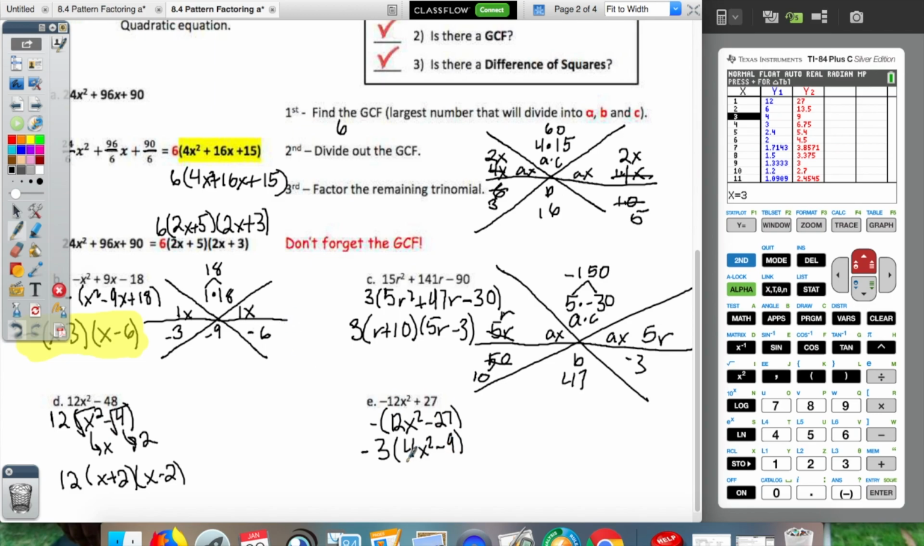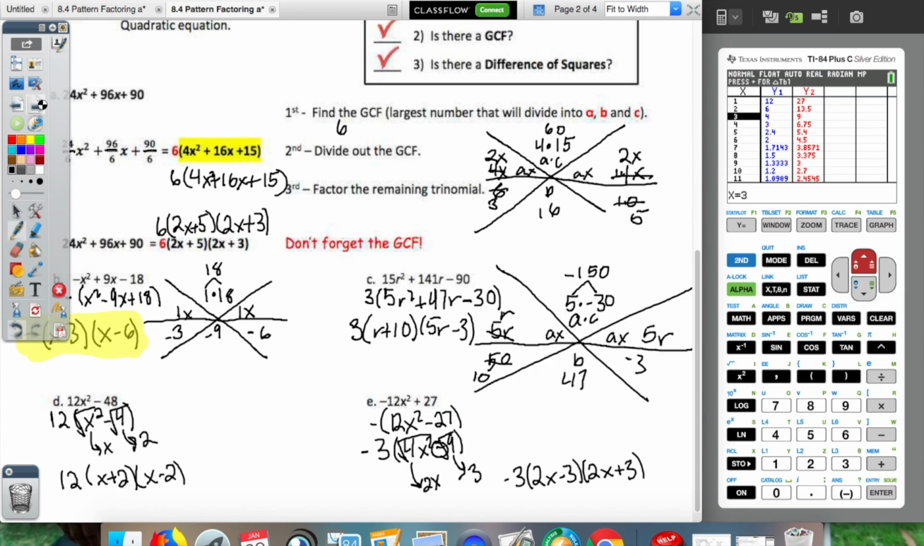And now we can see if this is a difference of squares. So, is 4x squared a perfect square? I don't know. Let's take a look. What's the square root of 4? Well, that is 2. And what's the square root of x squared? That is x. What's the square root of 9? That's 3. And then is the sign in the middle negative? Yes, so this is a difference of squares. So that means we'll be left with negative 3, because that's my GCF, times 2x minus 3 times 2x plus 3.